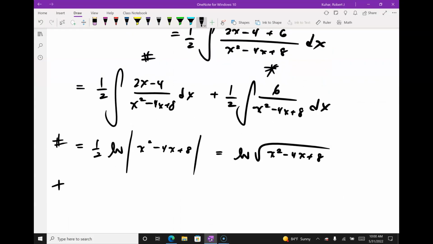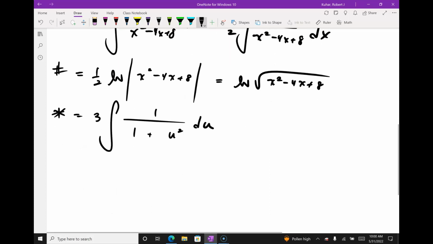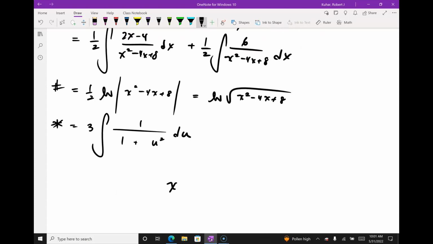But working on star, I get 3 times the integral of 1 over, and I want 1 plus u squared du. That's what I want, right? Again, I'm at the end of my list here, so the only thing left for me to do is to see if I can complete the square. Right, so I've grouped those first two terms together, make sure my x squared coefficient is 1, find the x coefficient of -4, get half of it, -2, square it, get a 4, and make sure I cancel it on the outside.